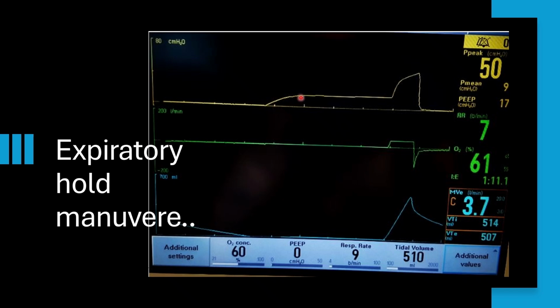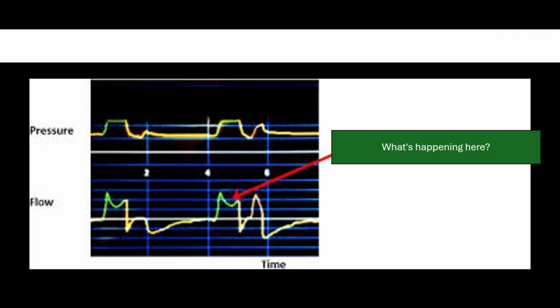So this is the expiratory hold maneuver, which gives you the auto-PEEP level. This maneuver is done to measure the auto-PEEP. What's happening here? Can you tell me? So it's a flow-time scalar.